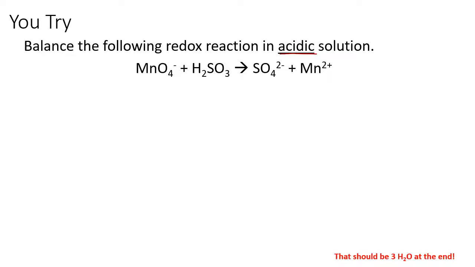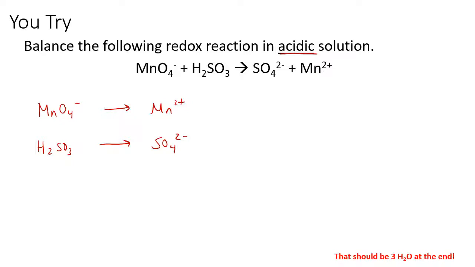First, we have to break our overall redox reaction into our 2 half reactions. Our permanganate ion, MnO4-, will be going to Mn2+, and our H2SO3 will be going to the sulfate ion, SO4 2-.